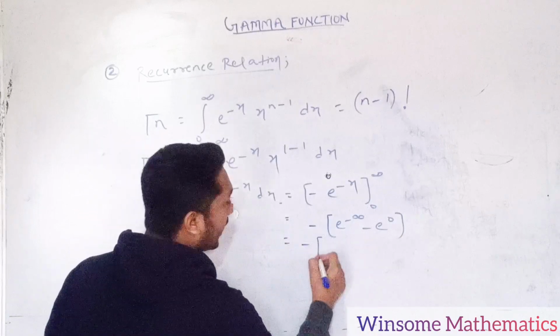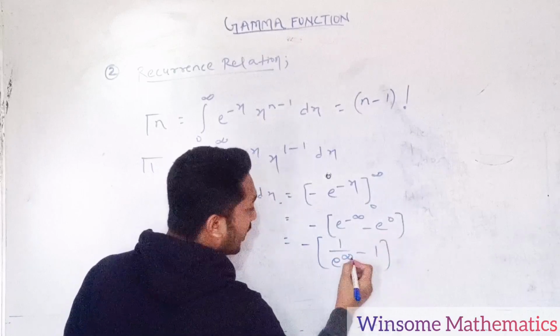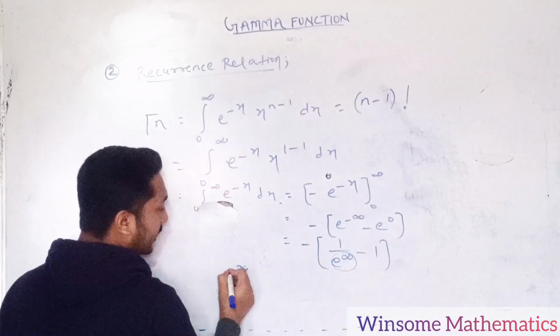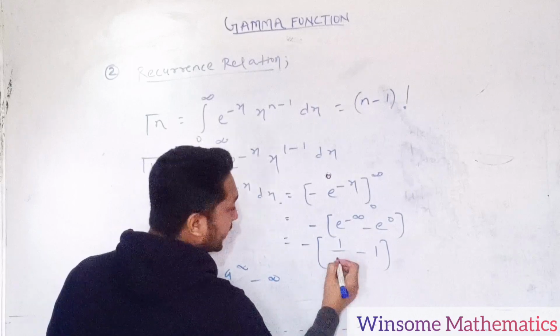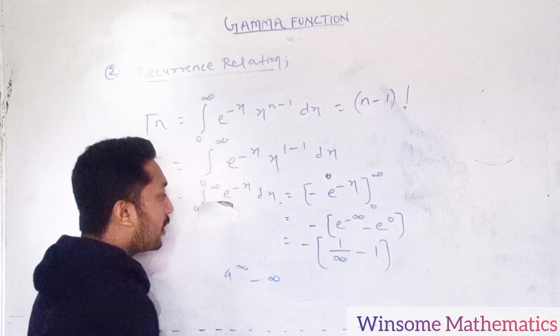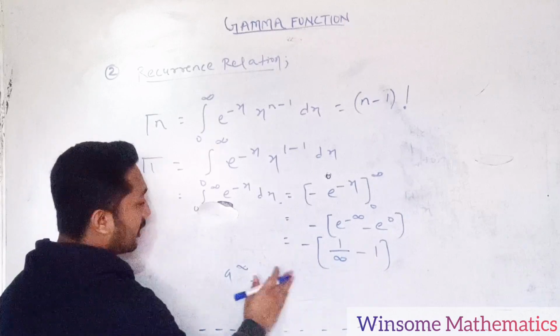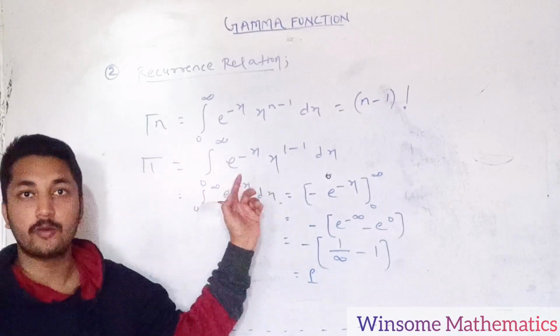Clear? Like we can write 1 upon e to the power infinity minus e to the power 0, that is 1 upon infinity. E to the power infinity, something to the power infinity, is also infinity, so we can replace it with infinity. Clear? Now 1 upon infinity is 0, and 0 minus 1 is minus 1, that is minus minus 1, that is 1. So 1 is the value of gamma 1.